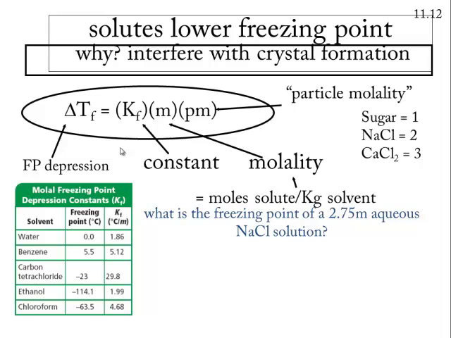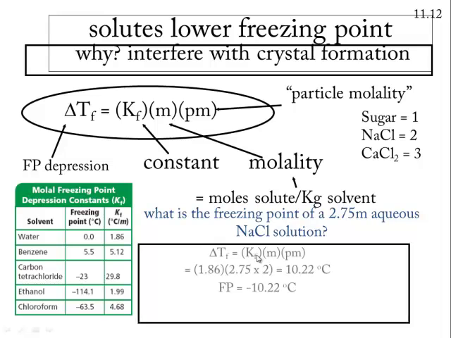Let's see. K sub F for water is 1.86, so that'll be that. The molality is given, 2.75, and the particle molality for sodium chloride is 2. And there's those three numbers, 1.86, 2.75 times 2. I don't know why I didn't use parentheses there. Big number, 10 degrees Celsius. So the final answer is not 10 degrees Celsius since it's depression. It's negative 10 degrees Celsius.